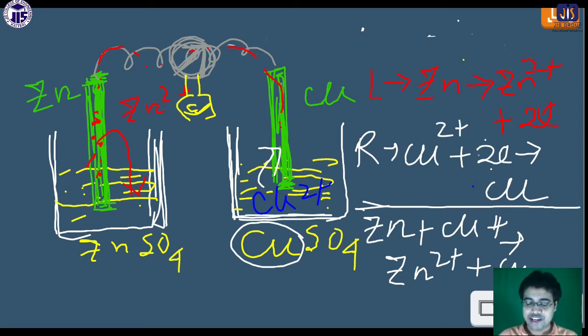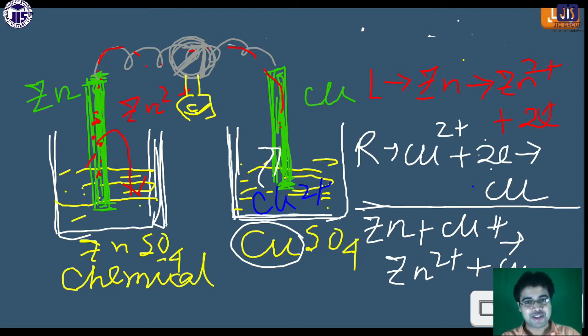So that's why it is actually called an electrochemical cell, because at first there is some chemical energy. That chemical energy means chemical reaction. Due to this chemical reaction, some electrical energy is produced.